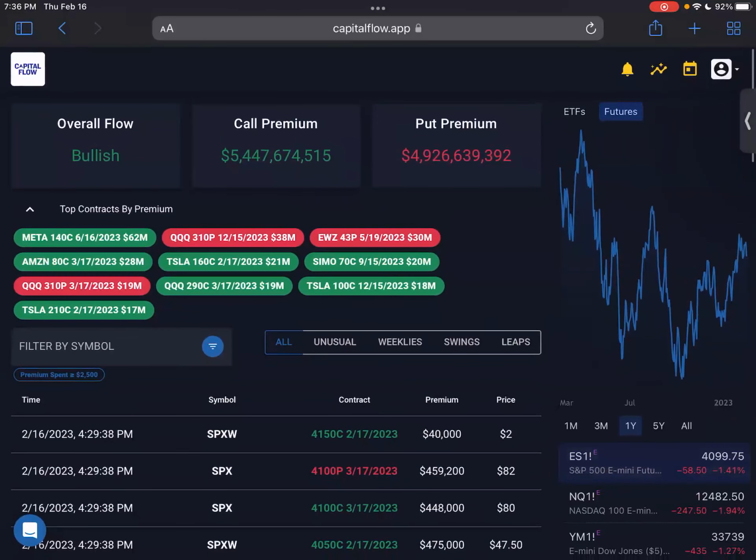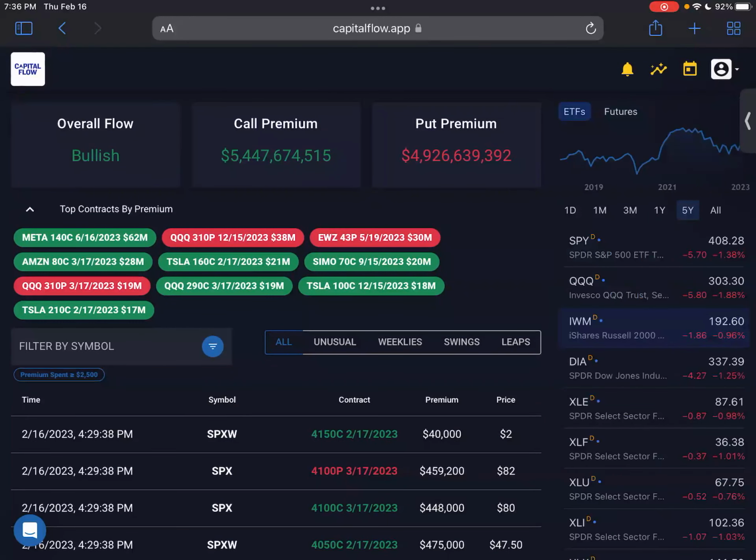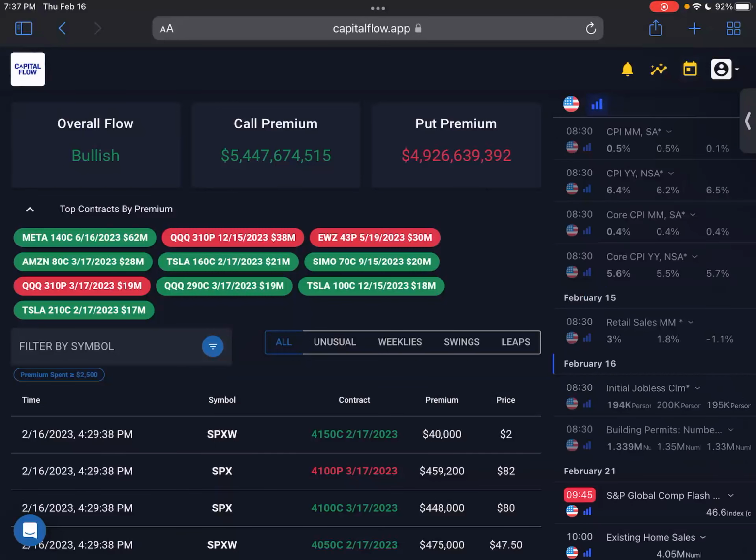So for my futures traders, someone asked me, do I trade futures? Me personally, I don't trade futures. It's something I kind of briefly dabbled with, but as of right now, no, I'm not actively trading futures.